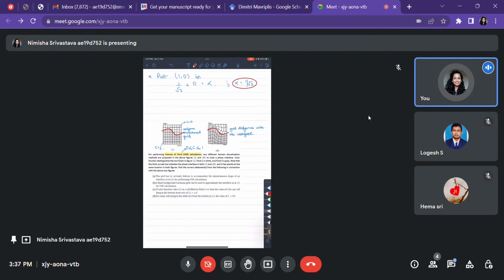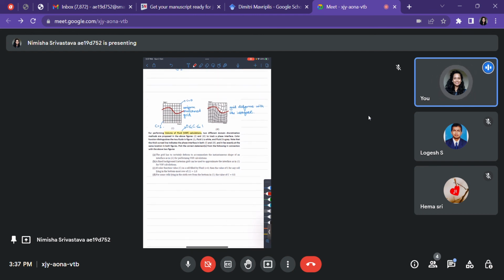Okay. Pick the correct statements from the following in connection with the above two figures. The grid has to certainly deform to accommodate the instantaneous shape of interface as in 2 for performing VOF calculations. That's wrong. For VOF, basically, we are depending on the certainty that the color function will lie somewhere between 0 to 1. So we need the grid to not deform. A fixed background Cartesian grid can be used to approximate the interface as in 1 for VOF calculations. That's right.